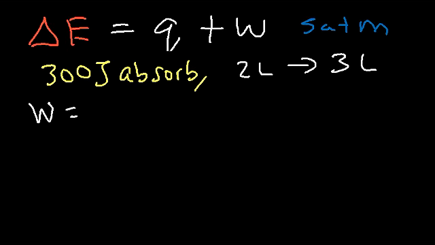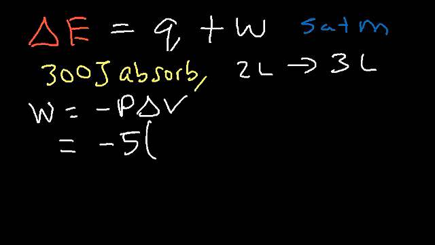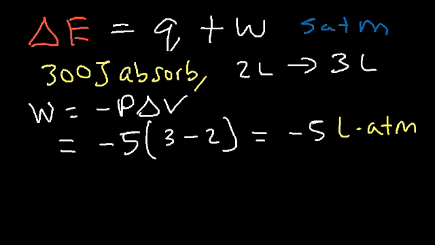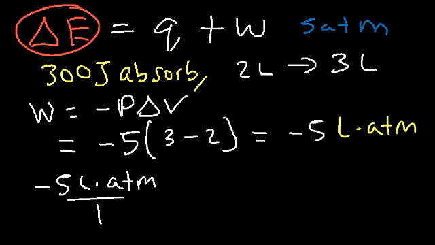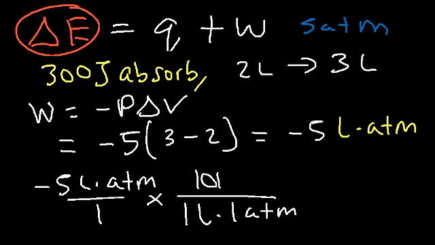So the first thing we need to do is use this equation. W is equal to negative P delta V. The pressure is 5 atm. The change in volume, final minus initial, is 3 minus 2. So P delta V is going to be negative 5, and the units are liters times atm. Now, in order to get delta E, we need to convert liters times atm into joules. As we mentioned earlier, 1 liter times 1 atm is equal to 101.3 joules. So the liters cancel, and atm cancel as well.